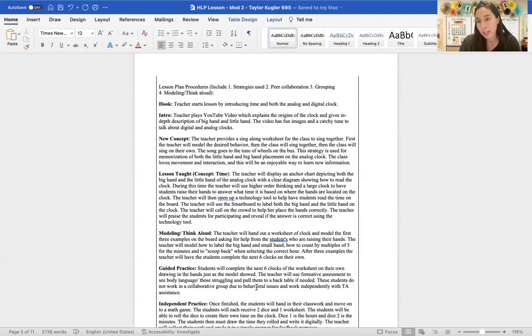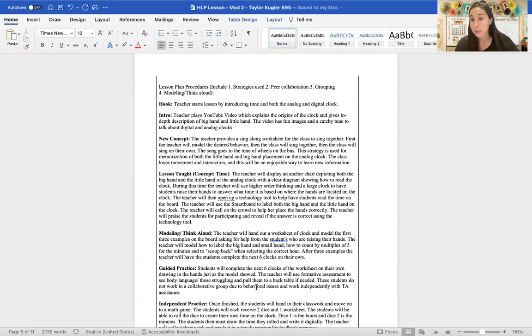For the modeling think aloud portion, I'm going to hand out a worksheet where the first 3 I'm going to model. I'm going to show how you label the little hand and the big hand, hours and minutes, how to go by fives to count around, and then eventually getting your time. After the 3 examples, which I'll still call on students to help me during, I will then send them by themselves to independently practice. Of course, TAs still roll around, and I'm going to do kind of like a formative assessment as I go around to see what they are doing.